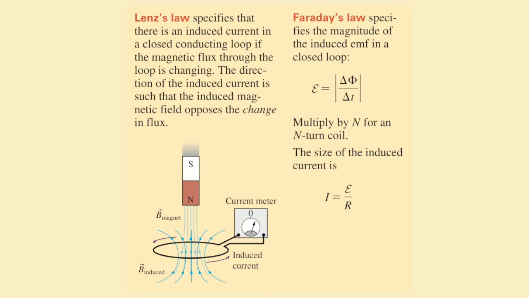In the book, we have two rules that describe change in flux and the resulting EMF and the resulting current. Lenz's law tells us the direction of current that will result from a change in flux. What happens is this: there's an induced flux that opposes the change in flux. We're going to look at some examples of that. Faraday's law talks about the EMF that produces this current, and the EMF is proportional to the rate of change of the flux.